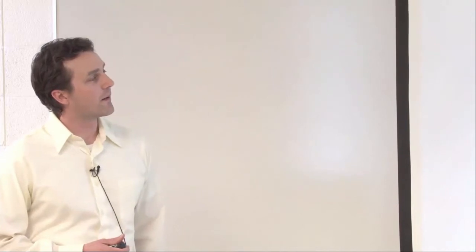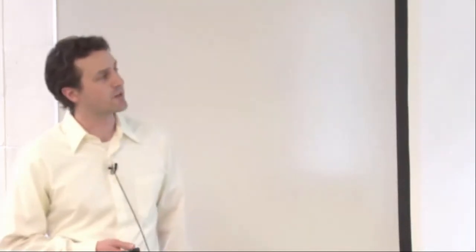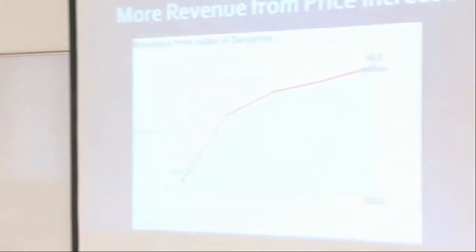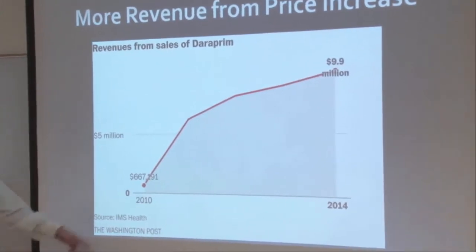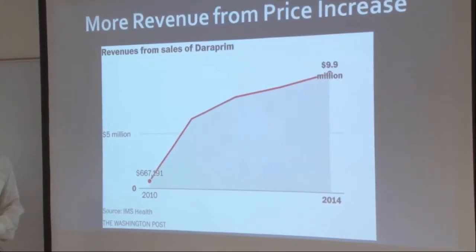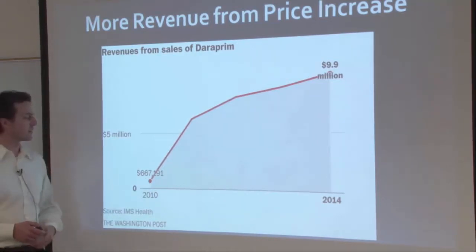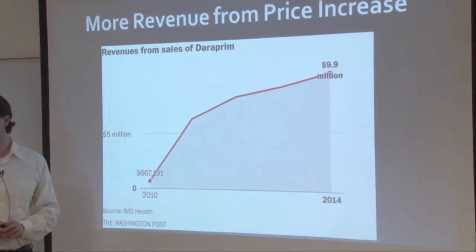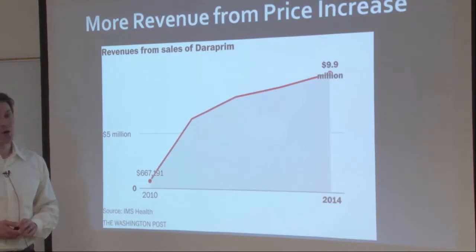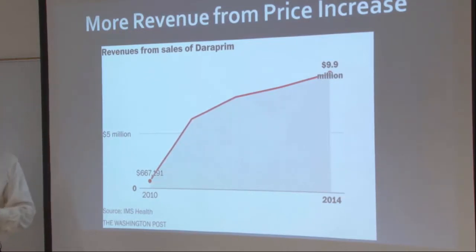So you might say, would anybody be willing to pay that much? Could they pay that much? Well, they did. You can see his revenue for this drug, Daraprim. This was before the drug was sold to his company. You can see revenue was a good amount, $667,000 or so. But after he raised the price over 5,000%, you see that revenue actually rose. So revenue rose even though he raised the price. He was able to make more money.